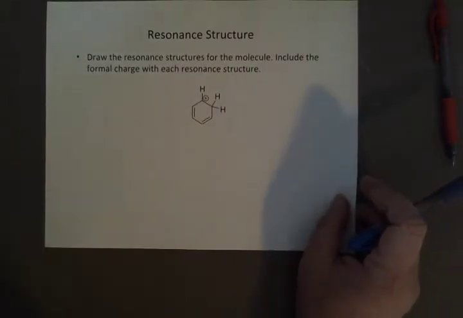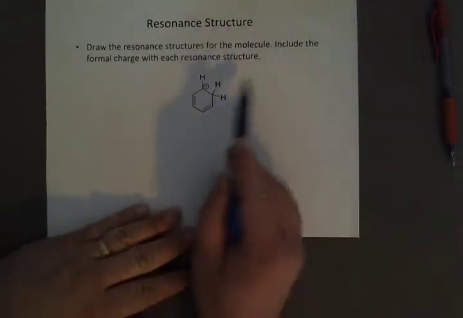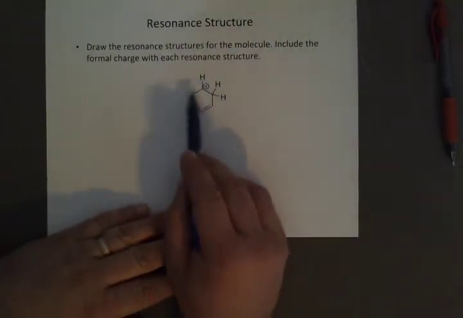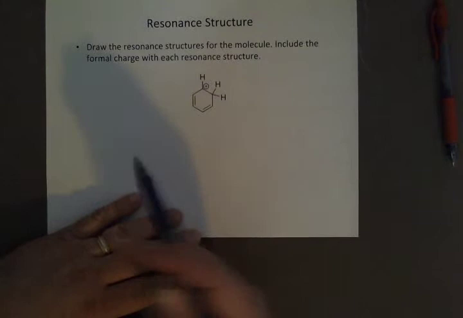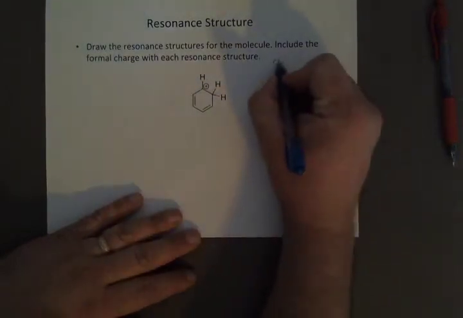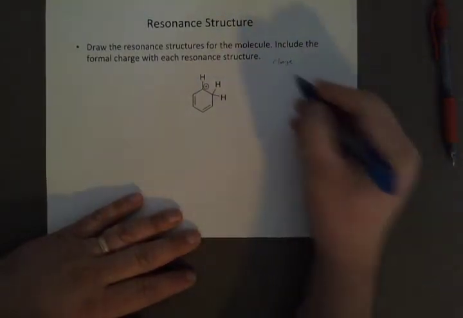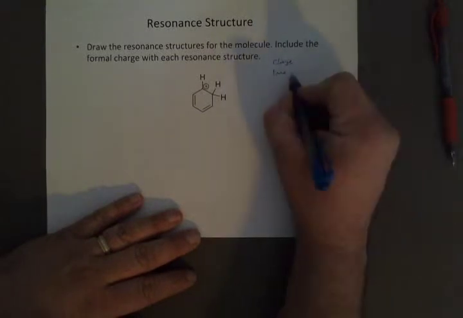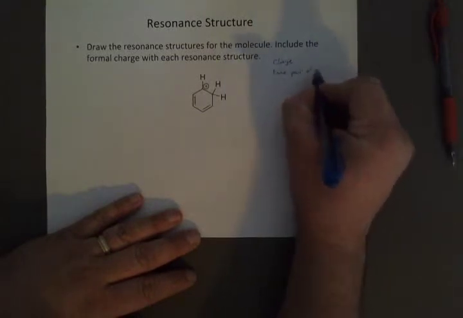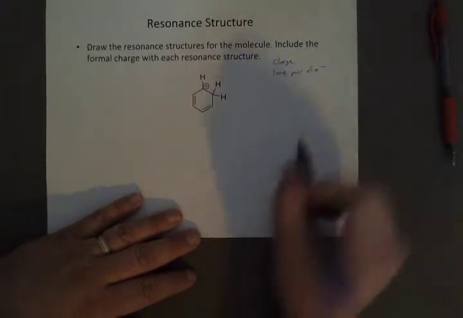Okay. Next up, resonance structure. Remember, in order for you to be able to participate in the resonance structure, you have to satisfy one of the following. You either need a charge, you either need a lone pair of electrons, or you need a double bond.